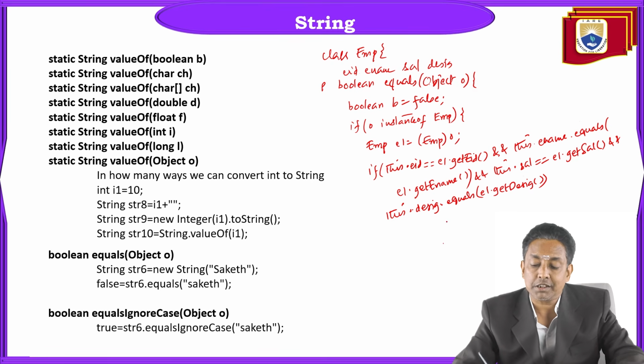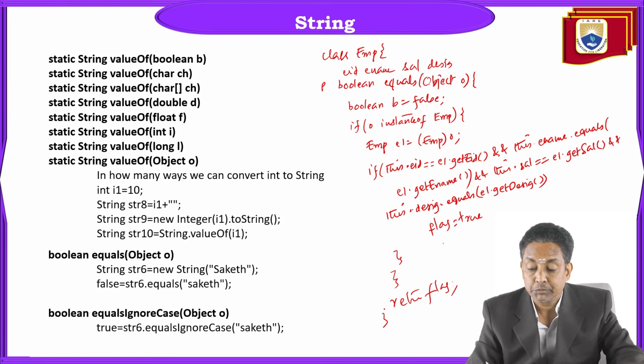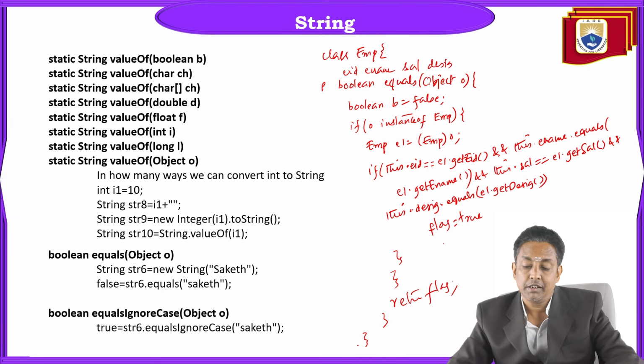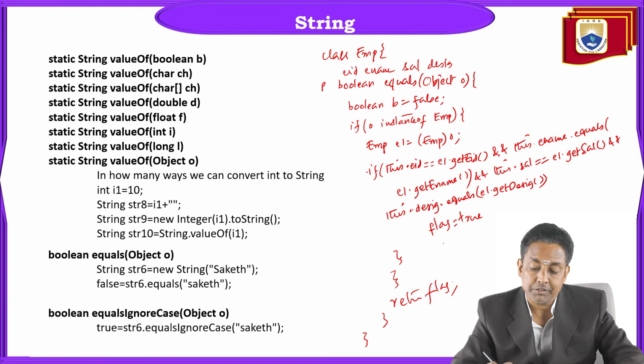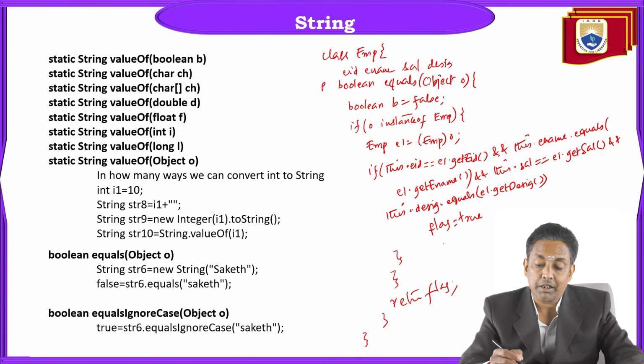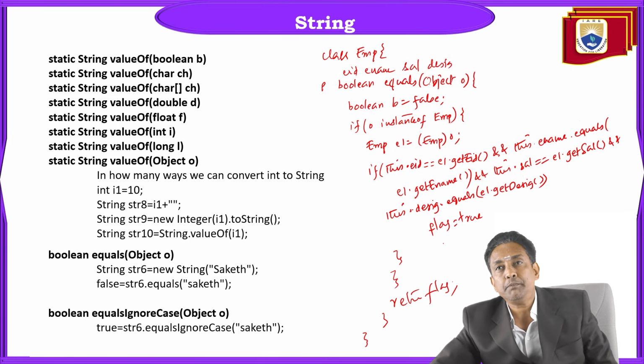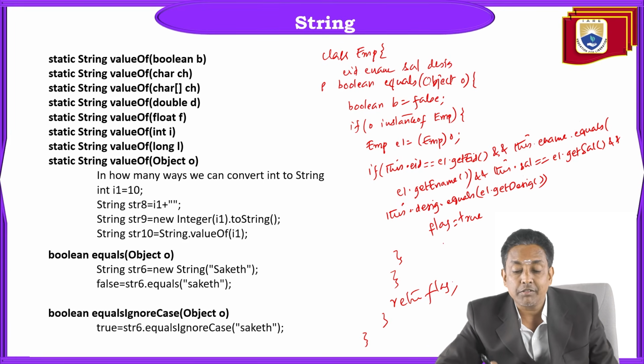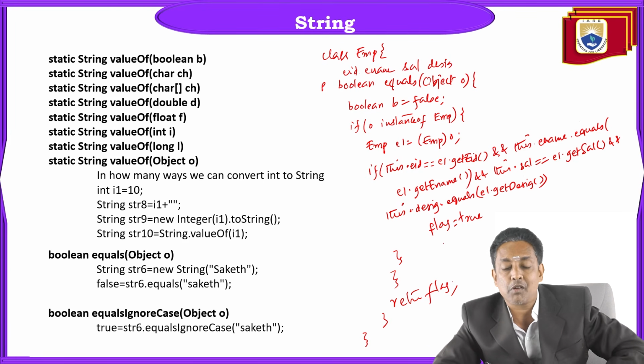If all the conditions are true, then flag is equal to true. Otherwise, flag is false by default. Two if conditions are closed, return flag. Equals method close, class close. This is the if condition, this is the if condition, return flag, equals method close, class close. This is how the equals method must be implemented in employee class.